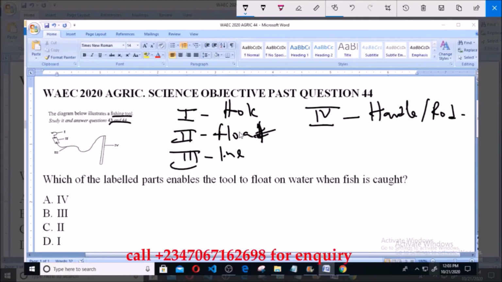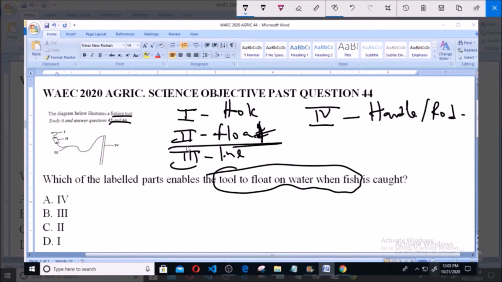So as the name implies, the part that enables the tool to float on water when fish is caught is the float. So okay, the float, the name gives it away. So number 2, the float, is that part of the setup or the tool which enables it to float on water when fish is caught. So 2 is option C, and that is the answer to this question.